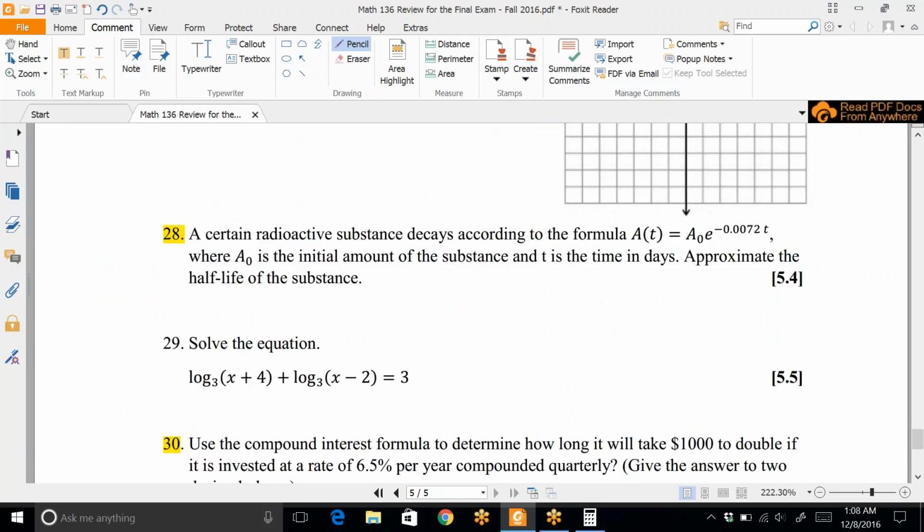Another one I was asked was number 28. For number 28, you have a certain radioactive substance that decays according to the formula A of T equals A sub 0 e to the negative 0.0072 T, where A sub 0 is your initial amount of substance, T is time in days. Approximate the half-life.